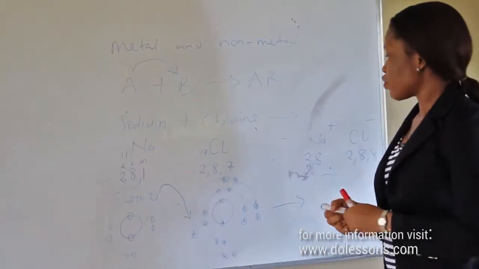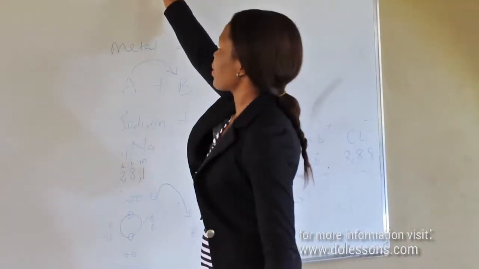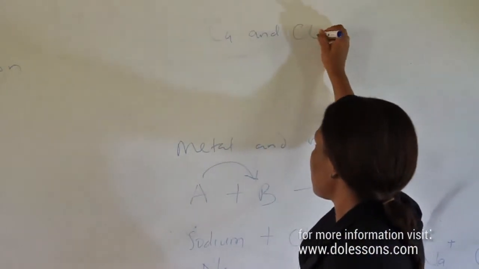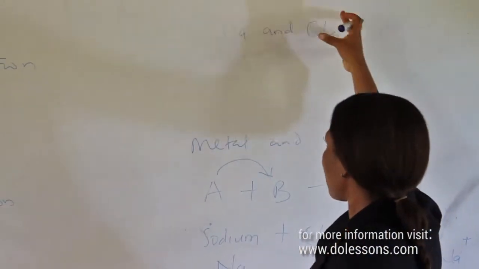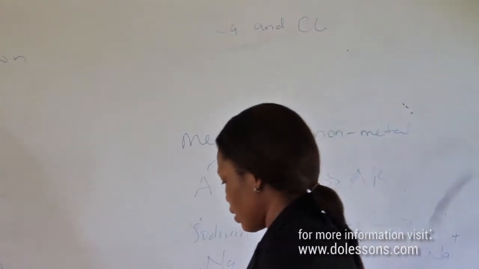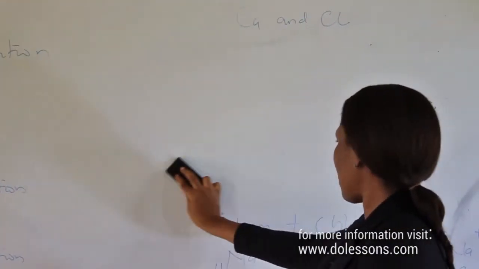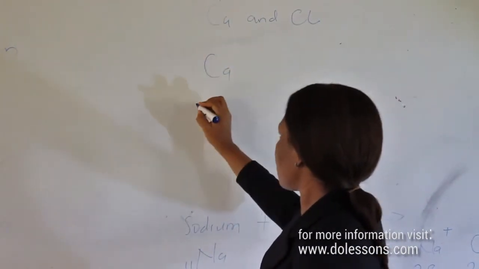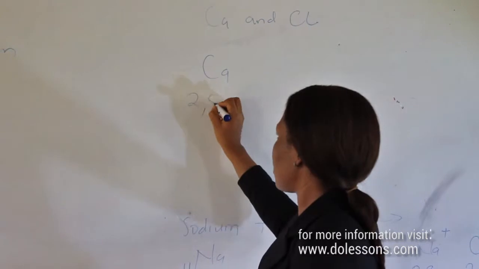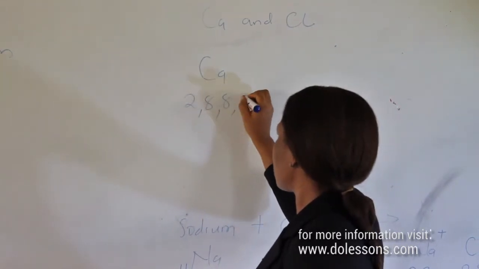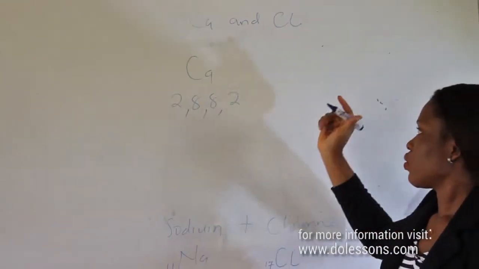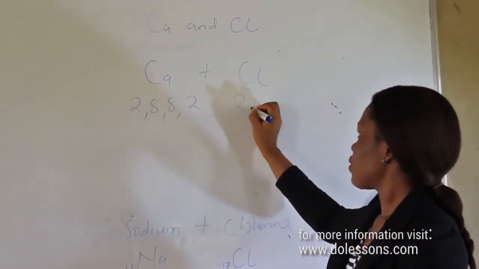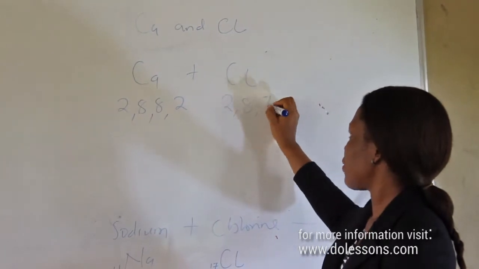Other examples involve a bond between calcium and chlorine, in which calcium will have to give out 2 electrons to chlorine. In that case, we have calcium with 20 electrons in 4 shells, while chlorine has 2, 8, and 7.